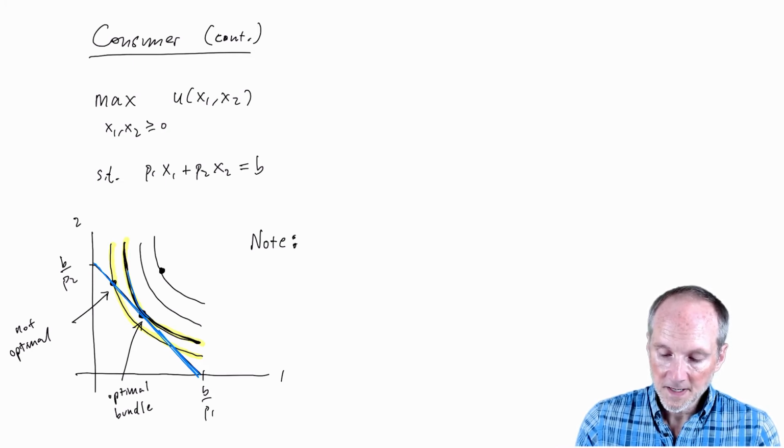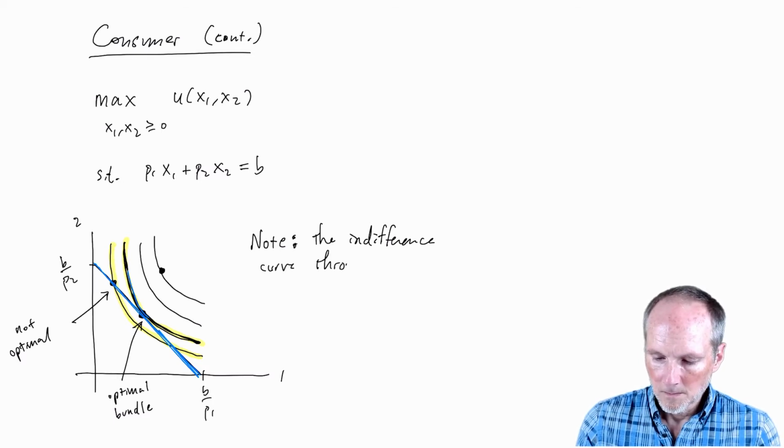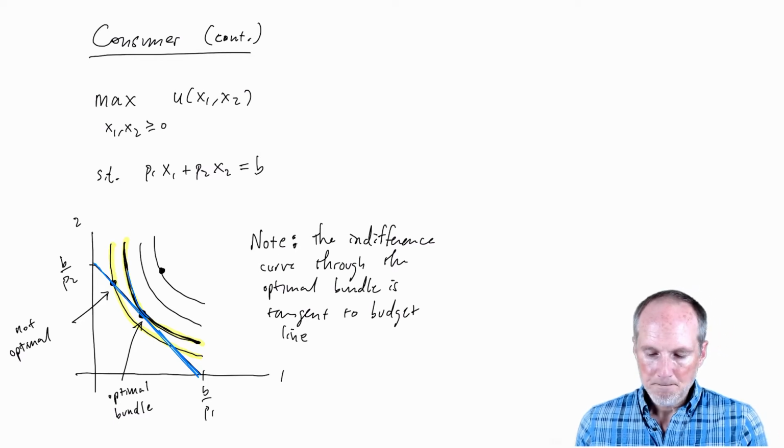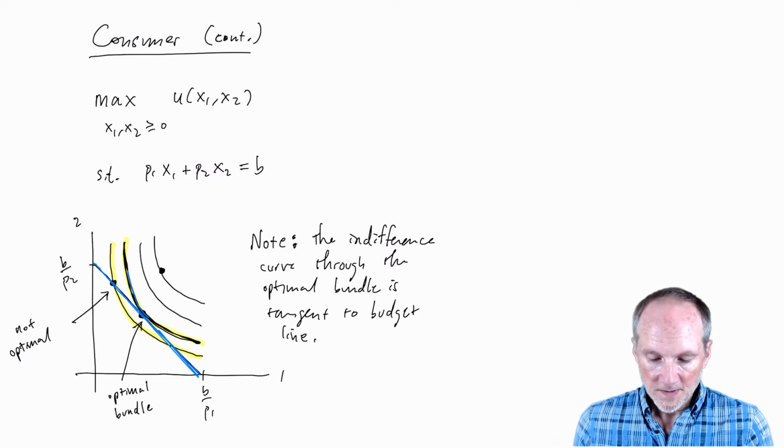So I'm just going to say, note the indifference curve through the optimal bundle is tangent to the budget line. All right, let's use this idea.